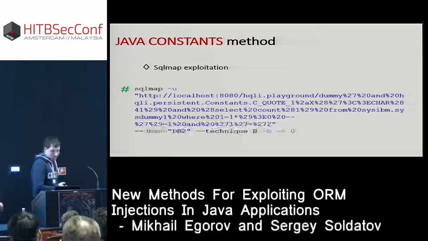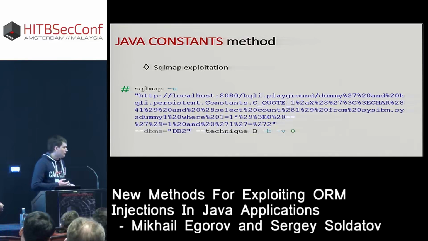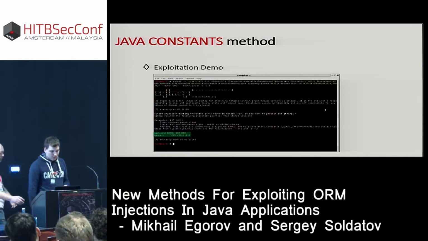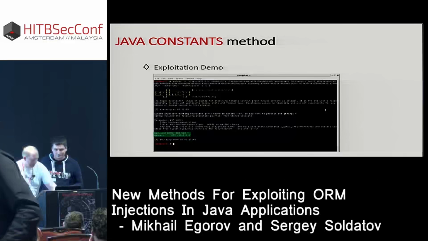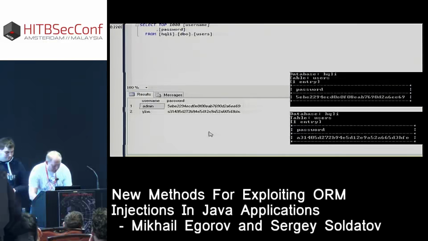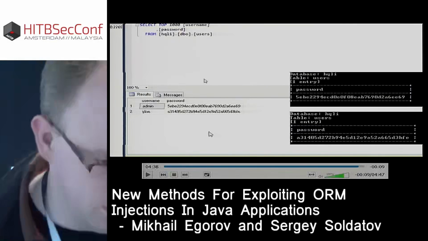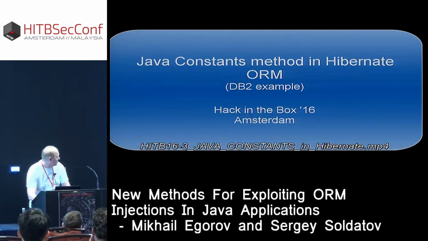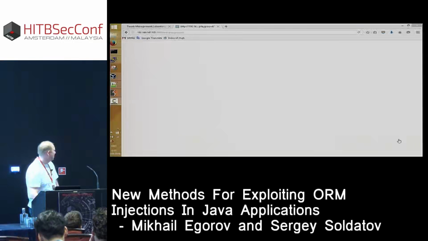To exploit HQL injection with the Java constants method, you can use the following sqlmap command line. And a quick video with Java constants. So please forgive us, I know we are all hungry, but this is with a DB2 example.